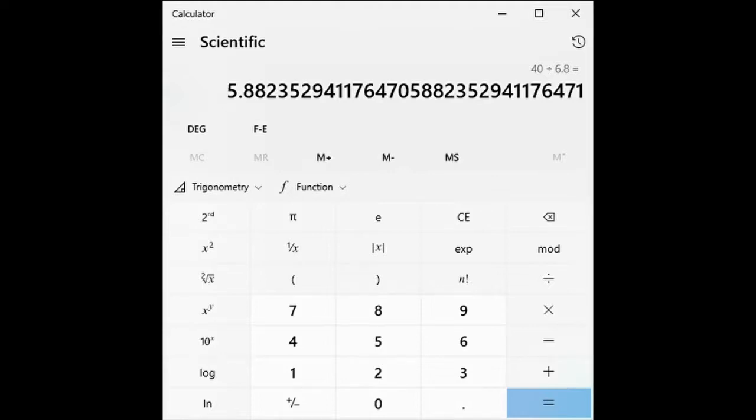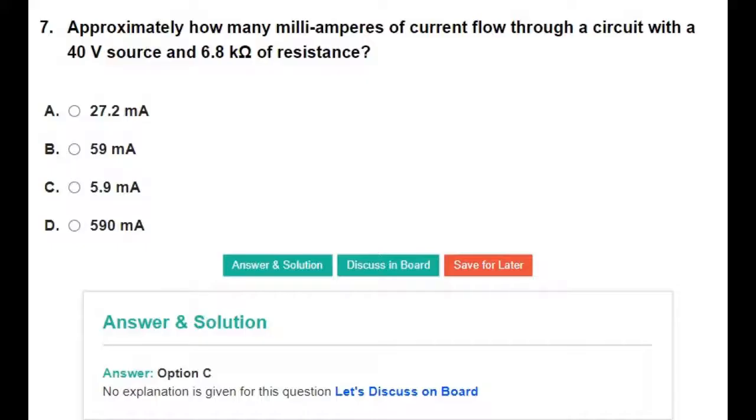So here we have divided by resistance in terms of kilo ohms. If it goes upside, dividing by 10 power 3 in the denominator, it becomes 10 power minus 3 in the numerator. So it is milliamps. So its answer will be 5.9, right? The answer and solution are right now.